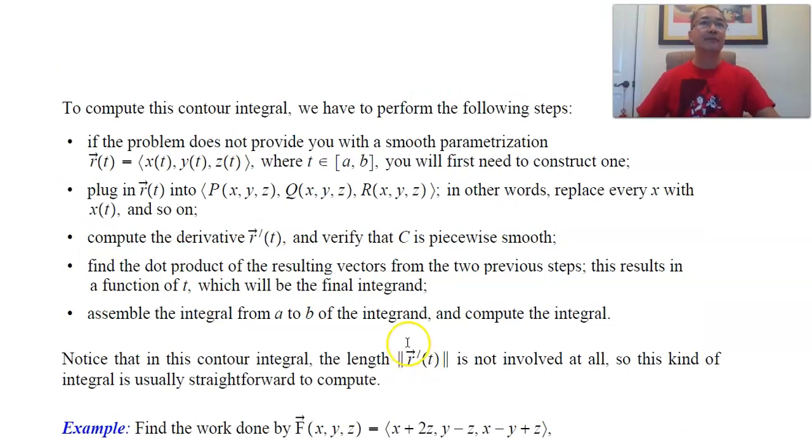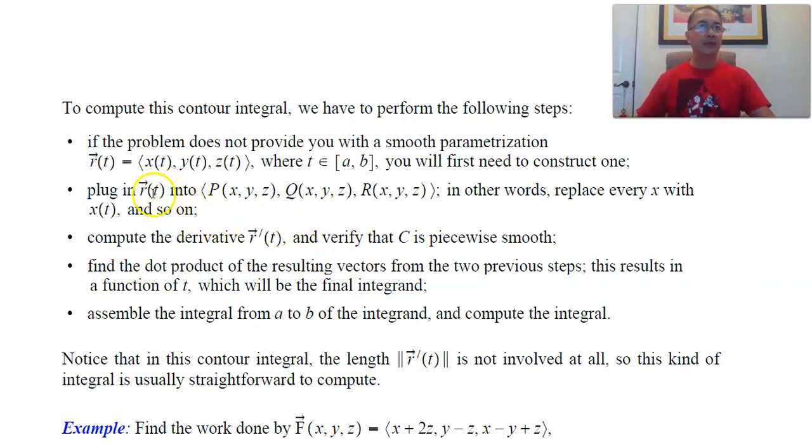Step one, if you don't have a parametrization, make one. If you're given a curve that you're supposed to know how to parameterize, then they expect you to be able to parameterize it on your own. Now that you have that parametrization, plug in x of t wherever you see x, plug in y of t wherever you see y, and so on. Next, find the derivative r prime of t. Check that your curve is smooth. If it's not smooth at one point, we'll forgive that. Maybe we'll stop at that point and then continue.